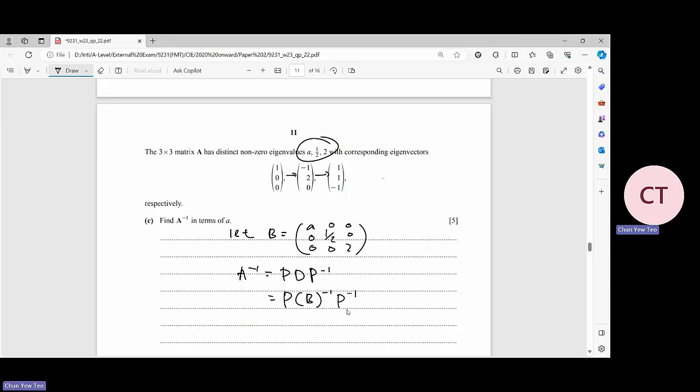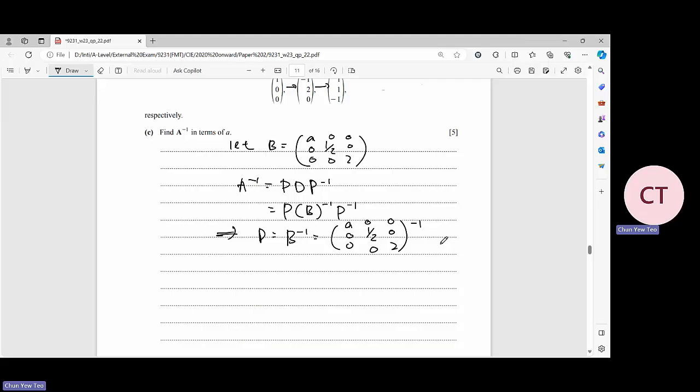So the D inverse will be: the diagonal entries a, half and 2, inverted. Then it will give you 1 over a, 2, and half on the diagonal, with zeros elsewhere. That will be the matrix D inverse.